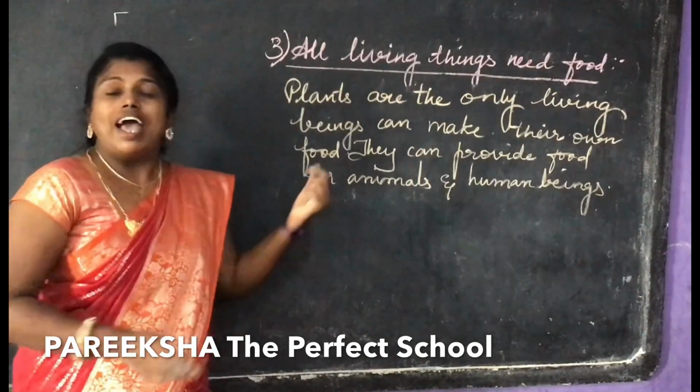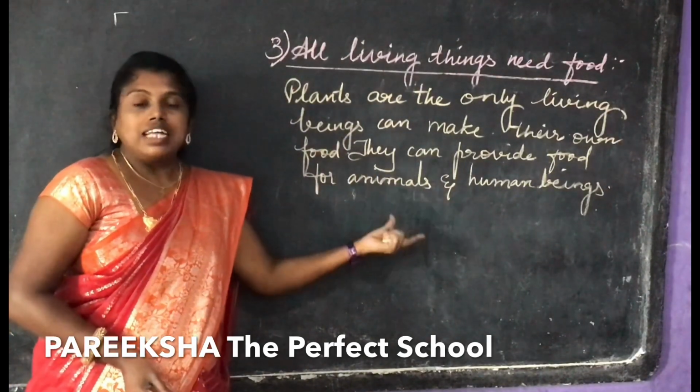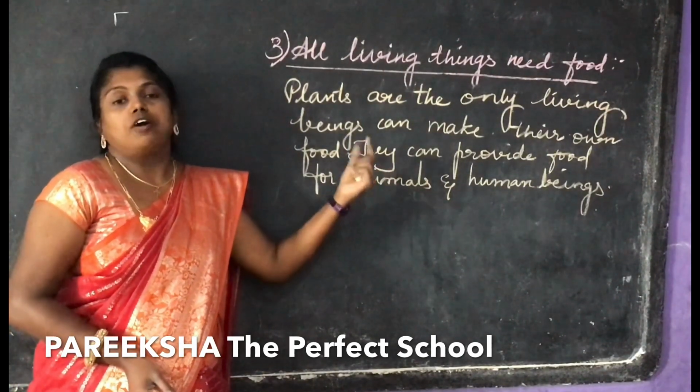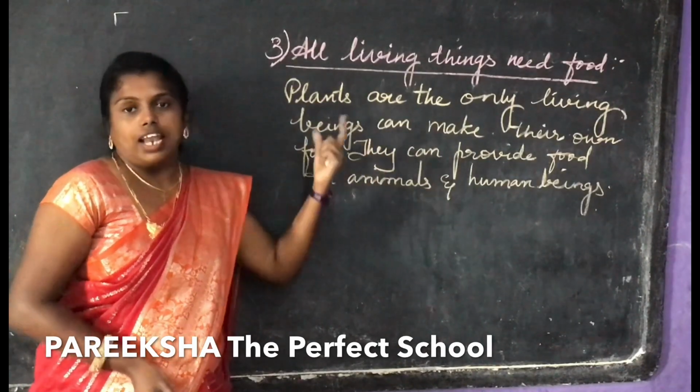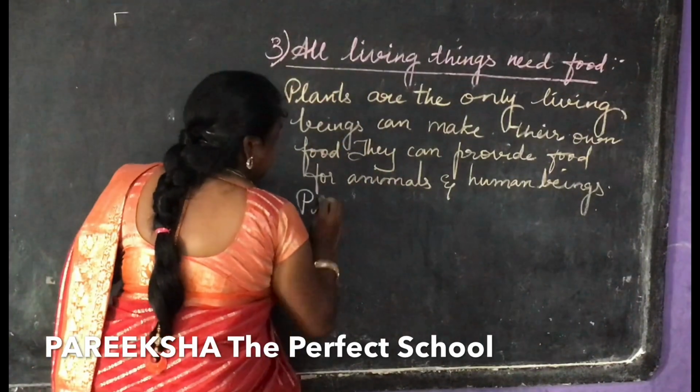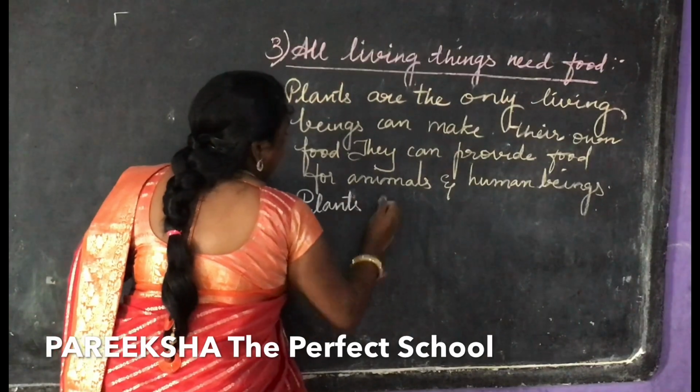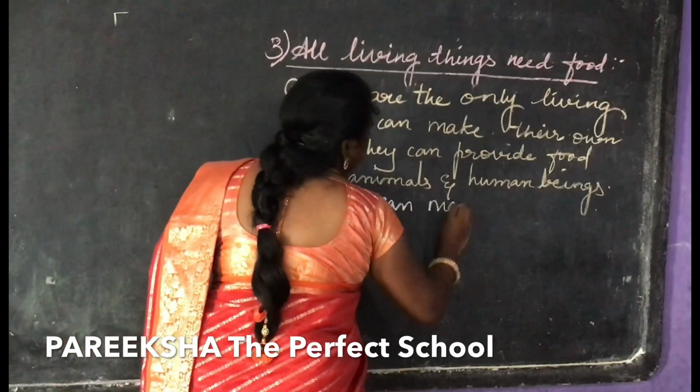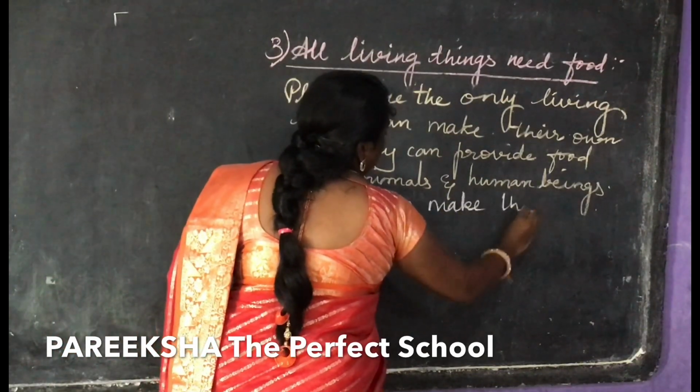How do plants make their own food? Plants can make their own food with the help of air, water, soil and sunlight.